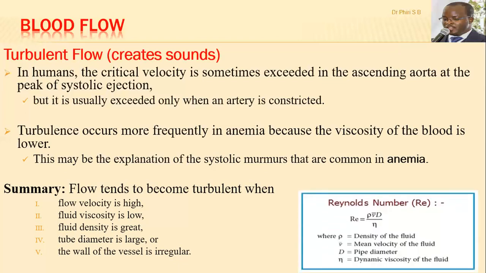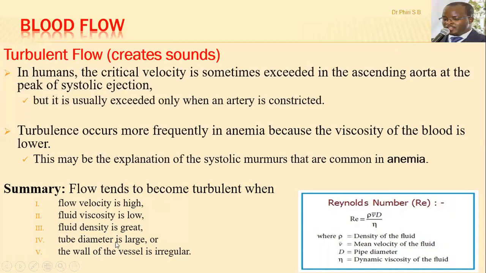Remember the formula: the Reynolds number is equal to the density multiplied by the velocity multiplied by the diameter, divided by the viscosity of the fluid. So if the velocity is increasing, then you can have turbulent flow. If the fluid viscosity is also reducing, then you can have turbulent flow, because viscosity is inversely proportional to the Reynolds number that predicts the turbulence. If the fluid density is increasing, the Reynolds number is going to increase.